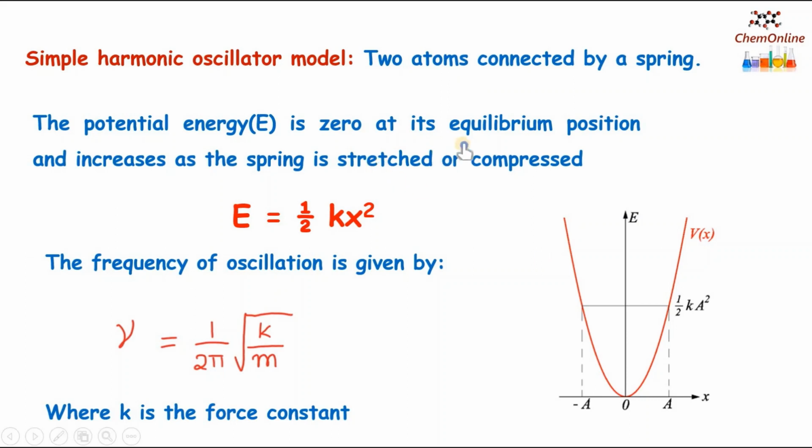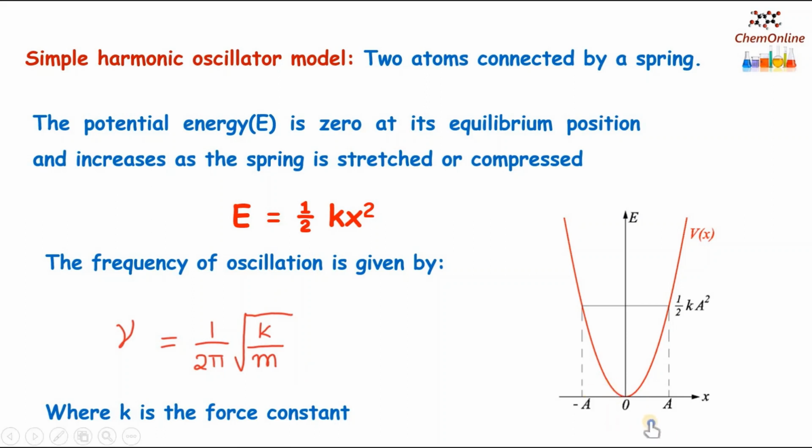The potential energy of such a harmonic oscillator is 0 at its equilibrium position and increases as the spring is stretched or compressed. The potential energy is given by V equals half kx square, where k is the force constant and x is the displacement. The frequency of oscillation is given by nu equals 1 by 2 pi root of k by m, where m is the mass of the particle.